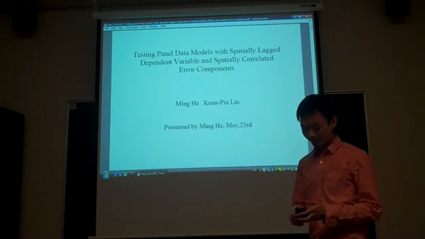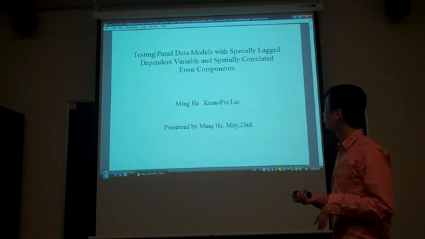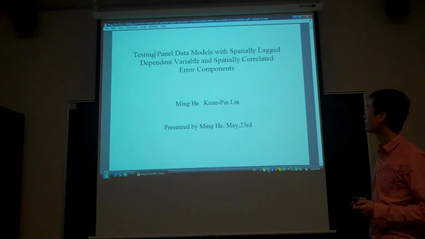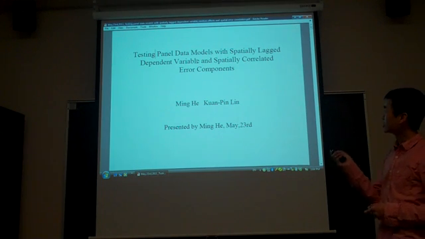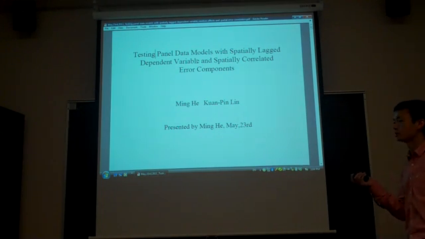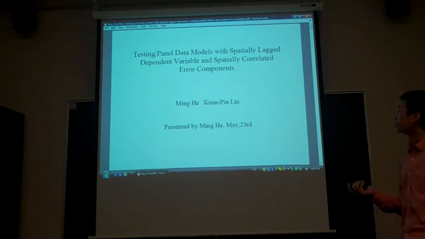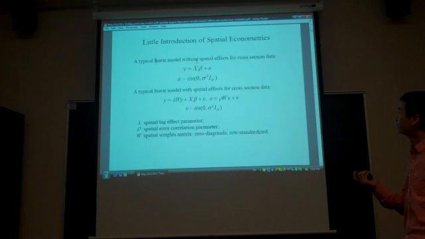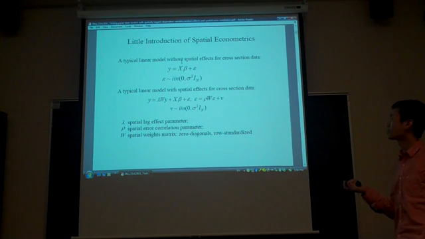Okay, yeah. Thanks. First, I need to confess I'm nervous. This is a paper that we have been working on since last July, and it took almost 1 year. We are near the end of this paper, trying to get it published. As the name suggests, it is doing some hypothesis testing in the panel model with a spatially dependent variable as well as a spatially correlated error component. First, I would like to give you some knowledge about what spatial econometrics is.